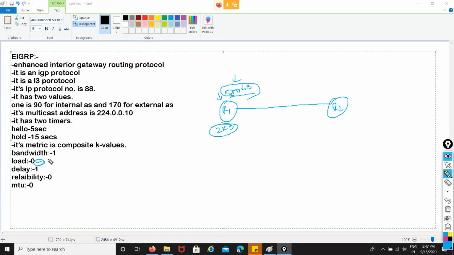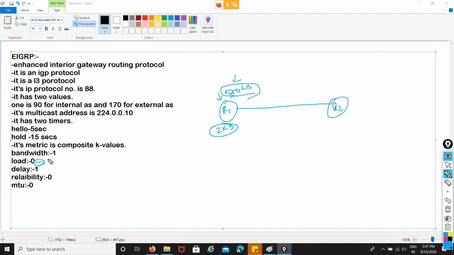Third thing is about delay. Delay is a specific value which is calculated over the interface, over its receiving interface. This value is constant according to its cable type. That's why it also chooses the delay value as 1. Fourth is about reliability.